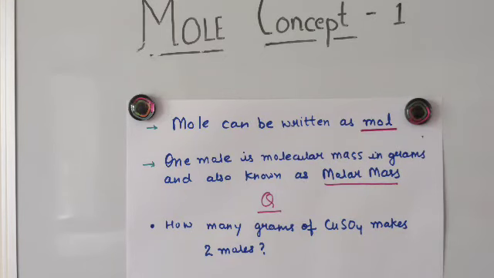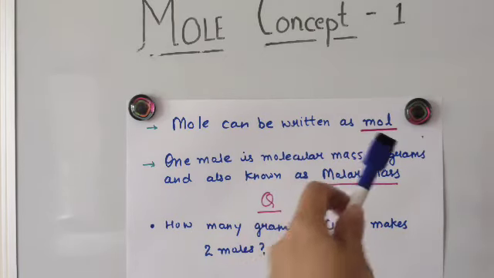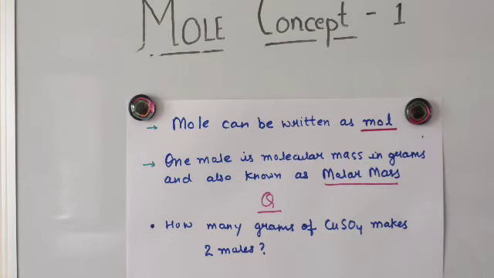The mole can be written as mol. It's an abbreviation. So I told you that 1 mole is molecular mass in grams. So it's also called the molar mass. So next time be aware, molar mass is nothing but the mass of 1 mole in grams.